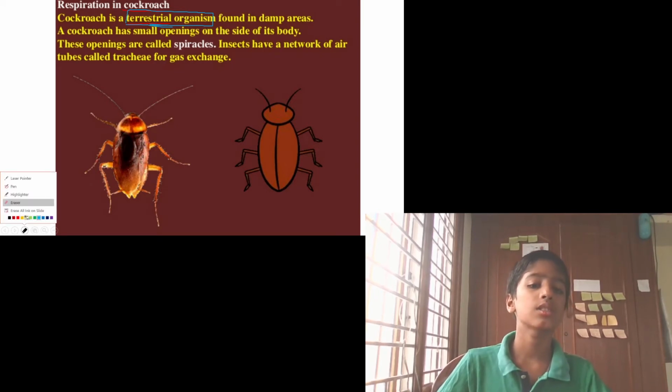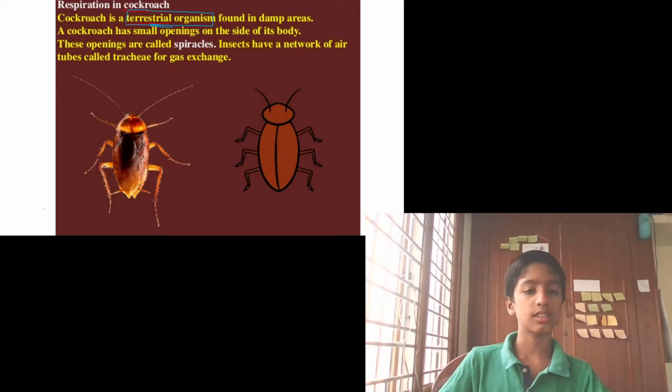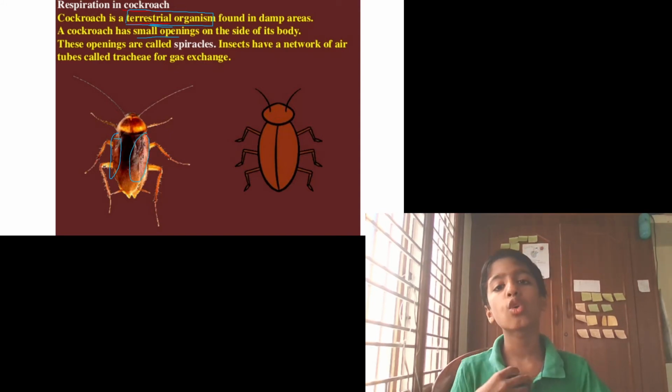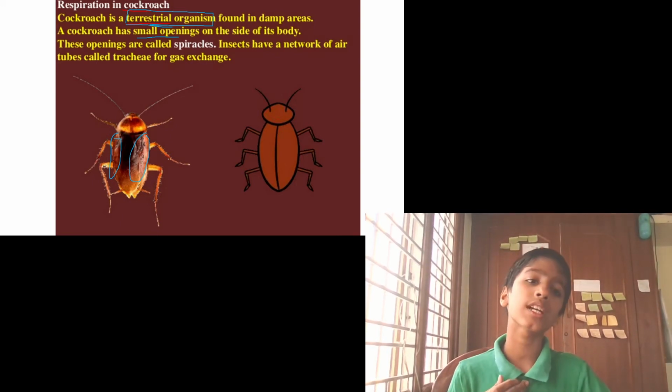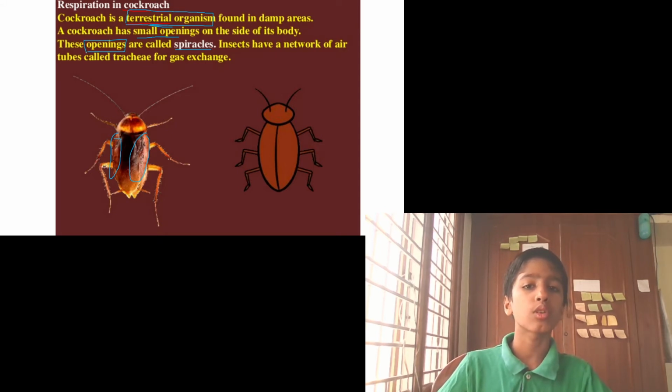Okay, now let's move on. So a cockroach has small openings on the side of its body, and these openings are called spiracles. What are spiracles? Small openings at the side of the cockroach's body.